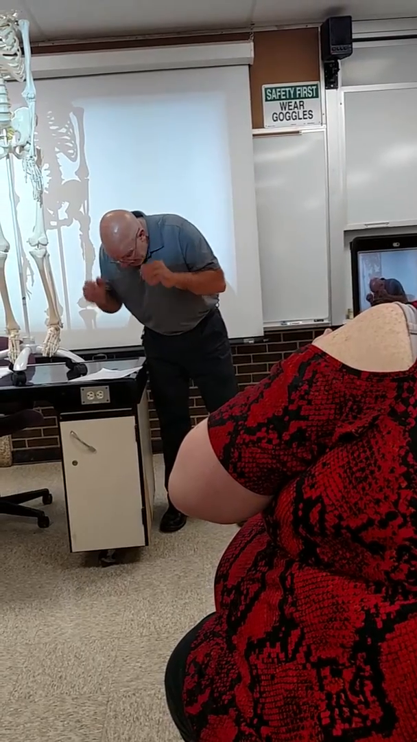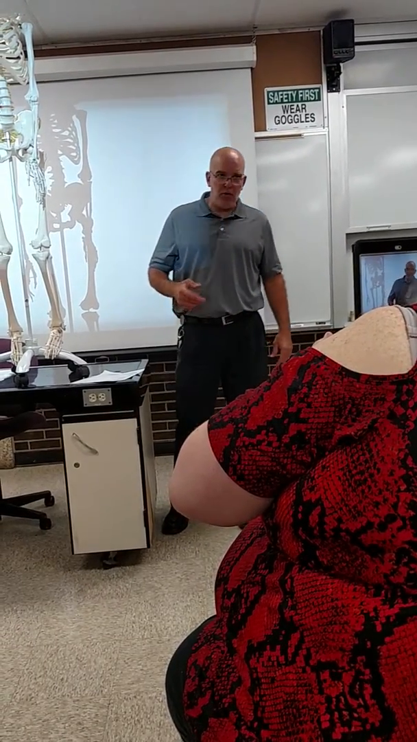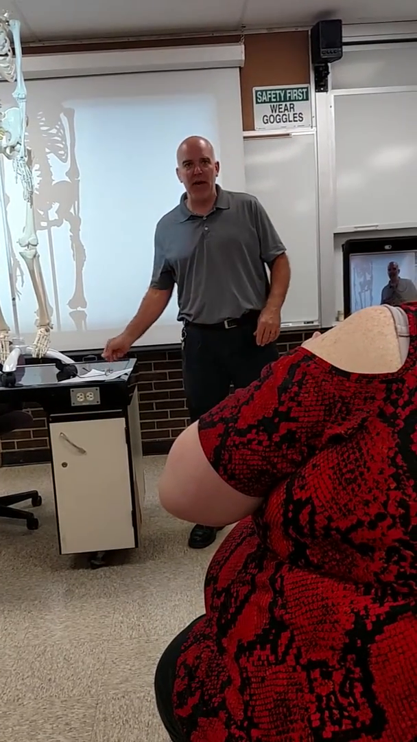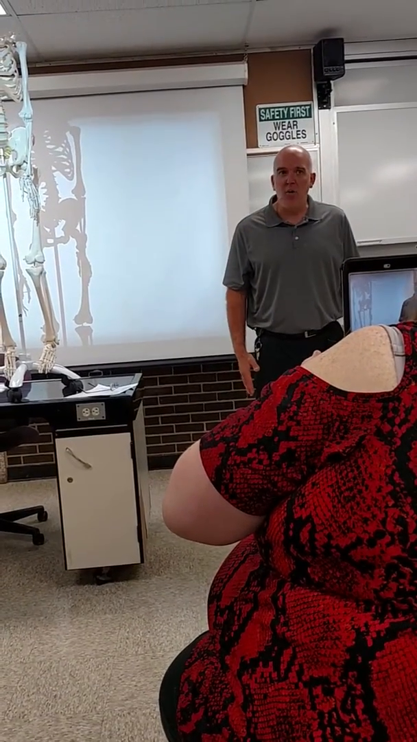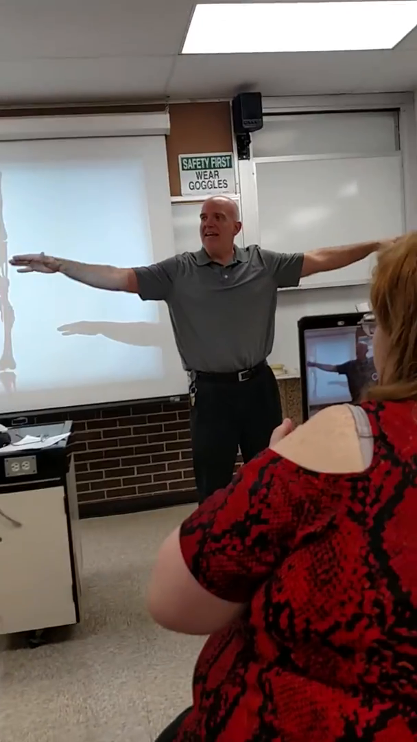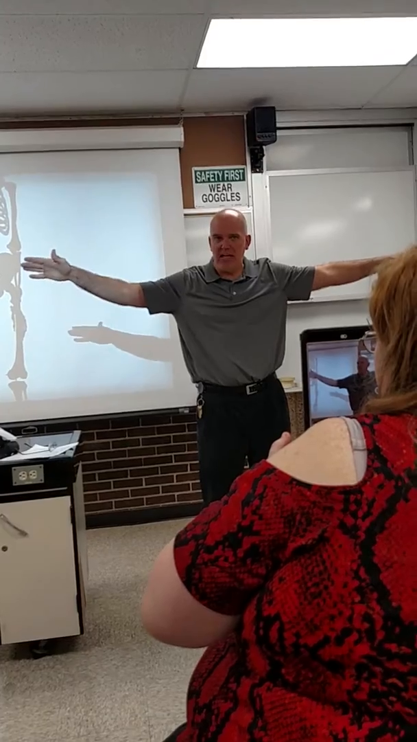Abduction versus adduction. When you say abduction, think you abduct a child. You take the child away from their parents. You abduct them. So taking away from midline is abduction. So that's abduction. And then adduction is adding it to the midline.